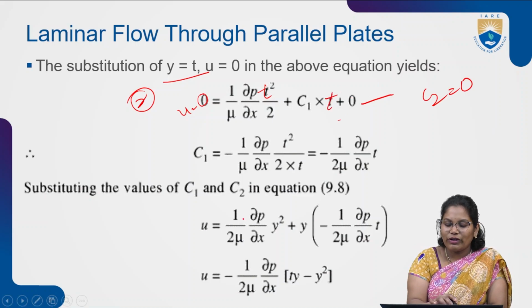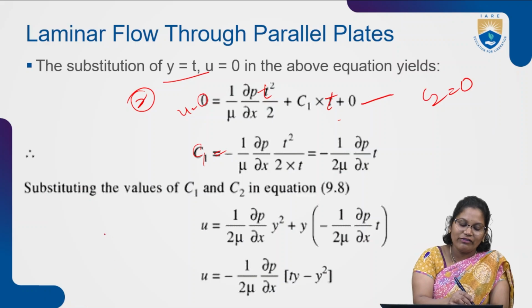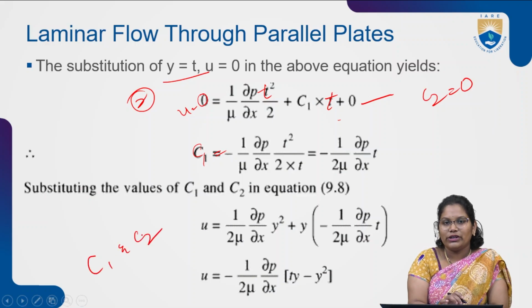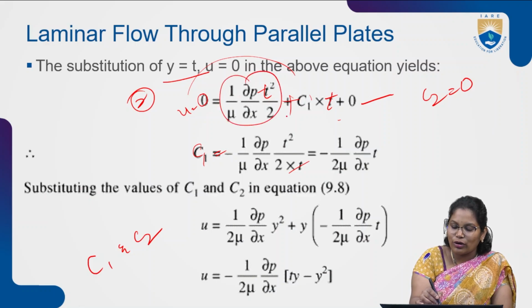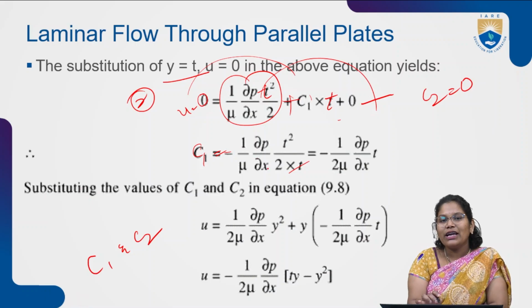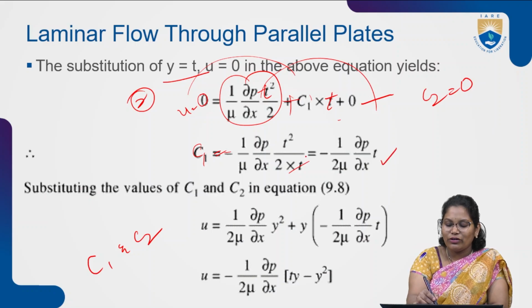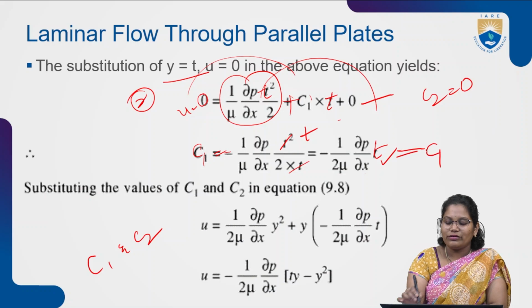When you simplify, taking out c1 outside, because we need the c1 and c2 values, c1 is equal to minus 1 by mu dou p by dou x t square by 2t. It is negative because when you move this whole term to the other side, the sign becomes negative. So that becomes c1 equal to minus 1 by 2 mu dou p by dou x into t. This is the value of c1, and the c2 value is 0.